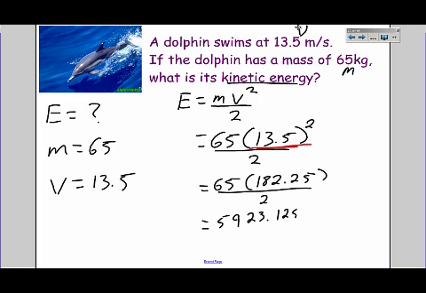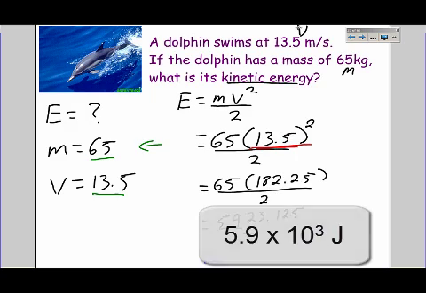Our 2 numbers that we are given, our mass has 2 significant digits, our speed has 3 significant digits, so our answer can only have 2 significant digits because that's the least number that we're given. So we're going to end up with a 5 and a 9. Okay, so our final answer, after we reduce it down, is going to be 5.9 times 10 to the 3rd joules.